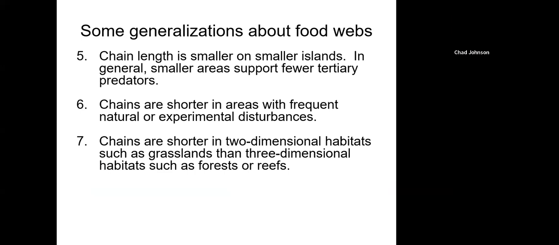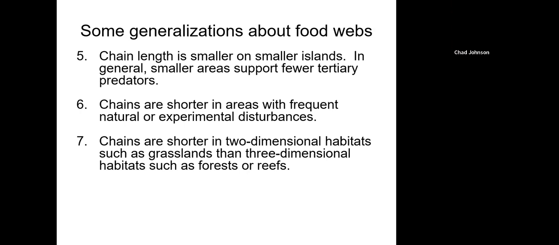Chains are shorter in areas that are disturbed. Okay, so think about urban Phoenix. Not too many mountain lions, maybe some coyotes. So we might have a predator of a herbivore, but in heavily disturbed areas, you don't typically have predators of predators.